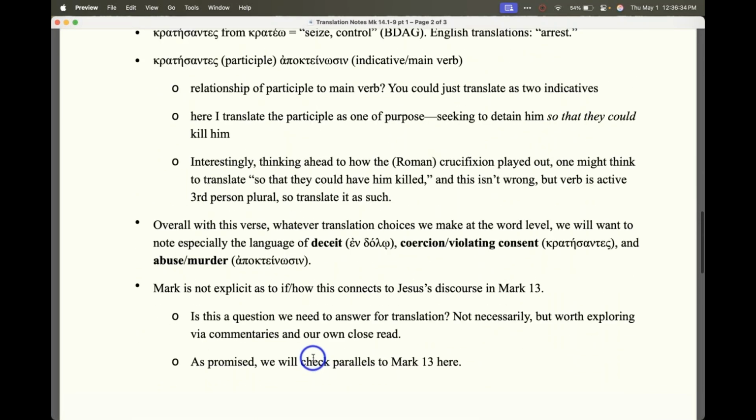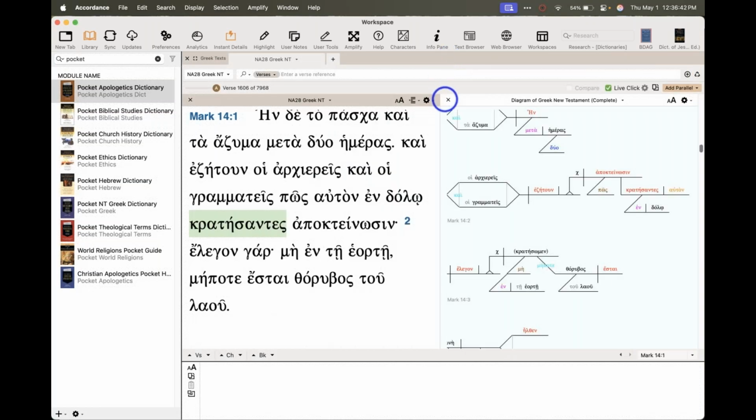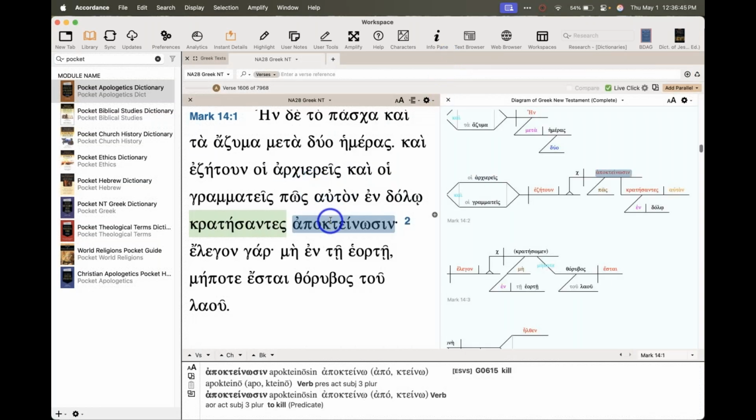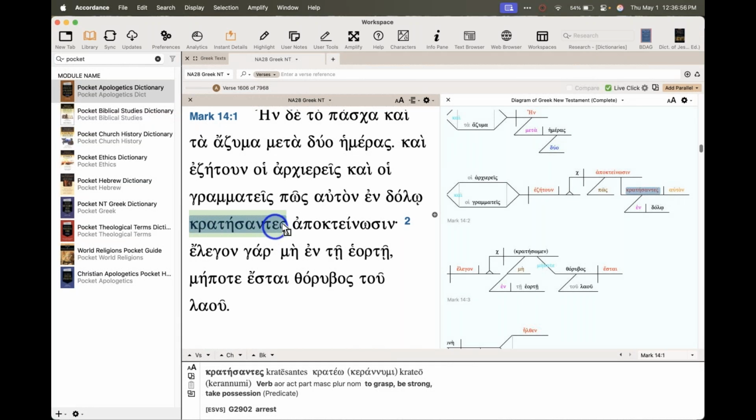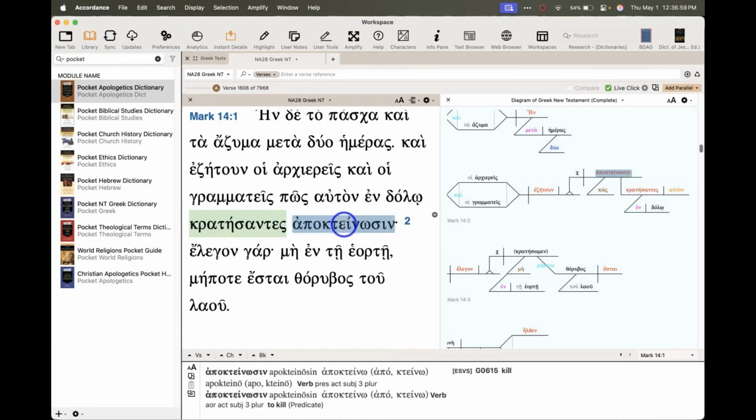Interestingly, and we'll wrap up this verse in just a moment, we might think ahead to how the crucifixion played out. I puzzled over this briefly and thought it would be worth mentioning. This word kill is active. And so what the translation is not is they were seeking how they might detain him in order to have him killed, even if that's how the Roman crucifixion worked. So I just think that's interesting. Even if that's correct, it's an active verb, so I want to make sure I bring it out as an active verb.